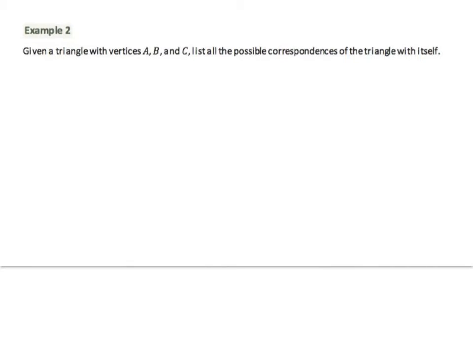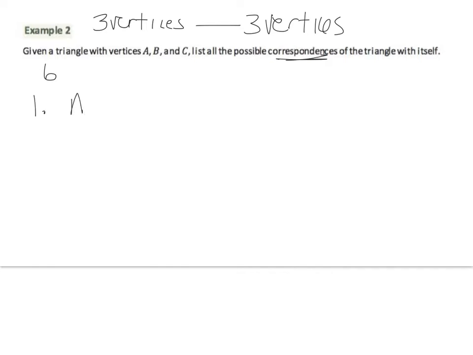Given triangle with vertices ABC, list all possible correspondences of the triangle itself. Okay, we're doing just correspondences now. If you remember, for a triangle, I have 3 vertices and 3 vertices in each triangle. So I'm actually going to have 6 correspondences. Let's see. We're going to go A to A, B to B, and C to C.